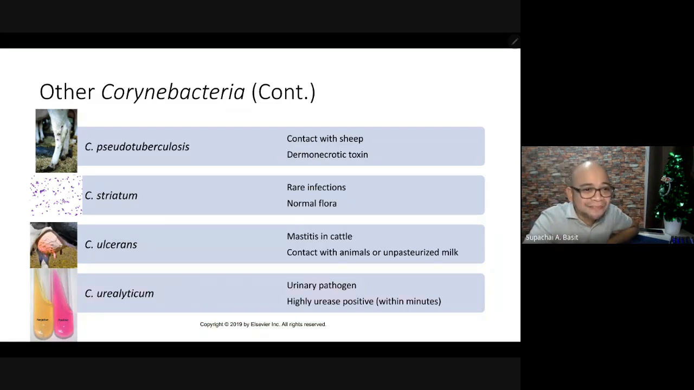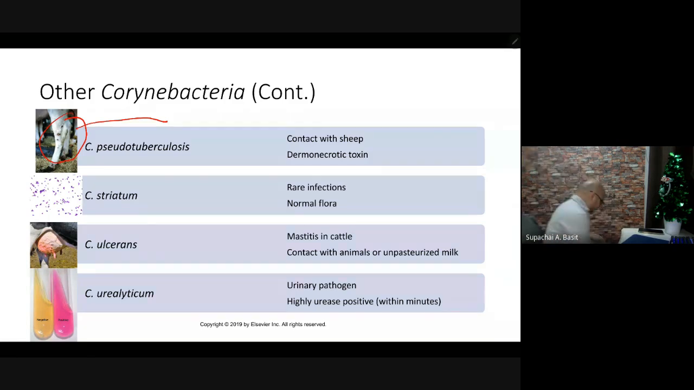Then we also have Corynebacterium pseudotuberculosis. Usually we get it if we have contact with sheep. So you notice that this particular sheep is infected because it is related with dermonecrotic toxin.